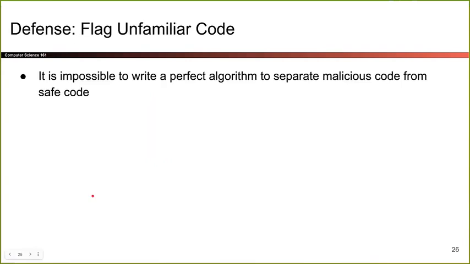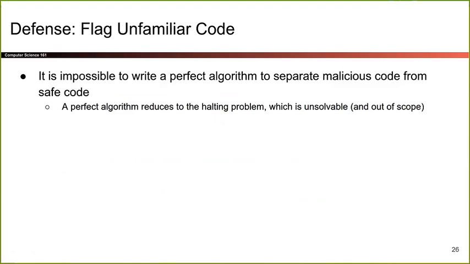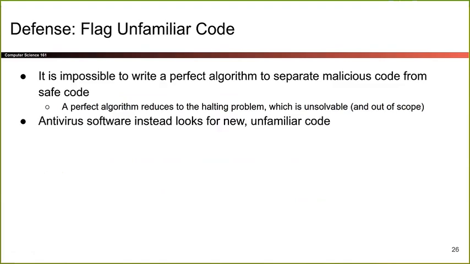One good defense here is to flag unfamiliar code. So it turns out, theoretically, there's no such algorithm that says this code is malicious and this code is safe. That's too perfect to exist. And in fact, if something like that exists, I believe you would be able to solve the halting problem, which is proven to be undecidable. So if you remember from CS70, there's a halting problem. This is kind of like the halting problem. It's an impossible problem to solve. And if you don't know what the halting problem is, no worries.